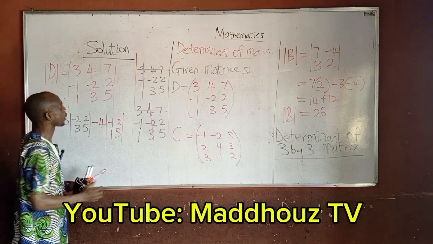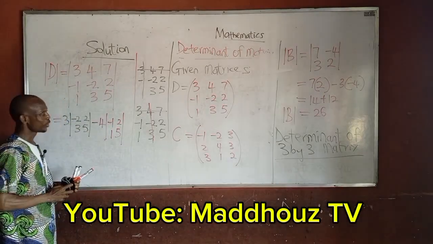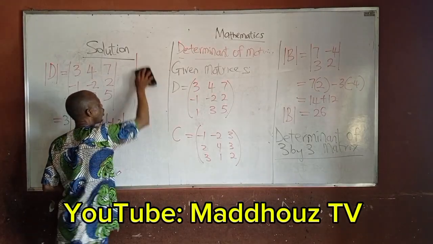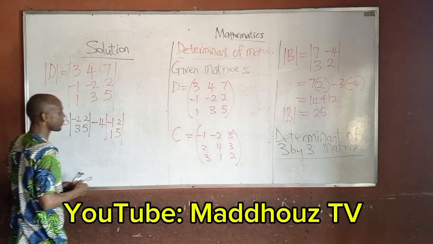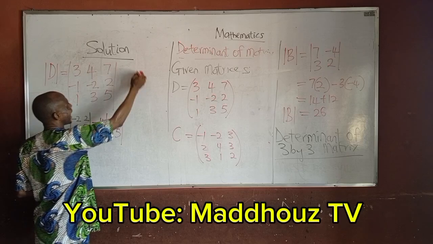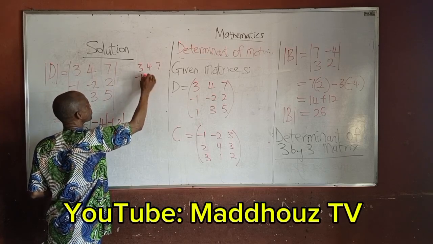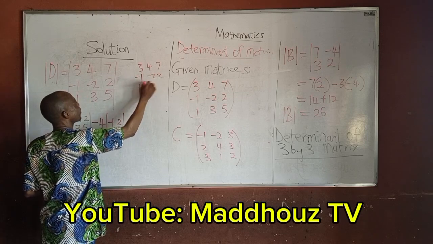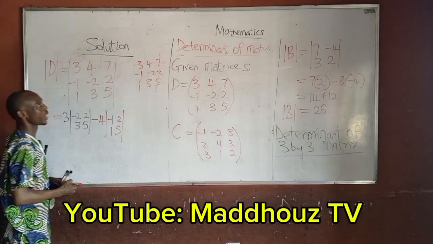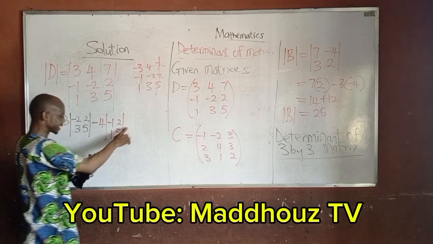Then the next, we are going to close the same first row and the third column. Hope we are getting that now. If we are closing the first row and the third column, what do we have? Look at this: 3, 4, 7, minus 1, minus 2, 2, 1, 3, 5. The first row we are closing and the third column we are closing. First, what is our sign here?